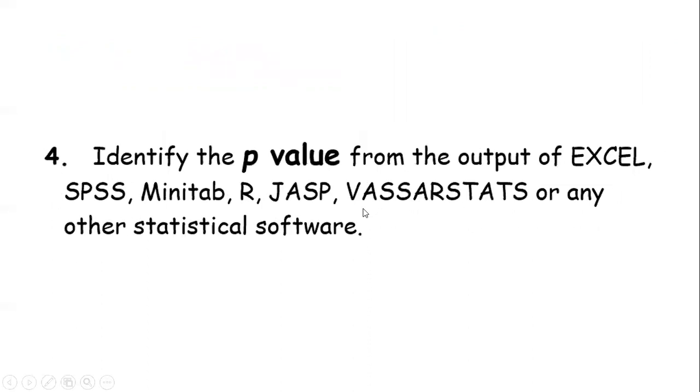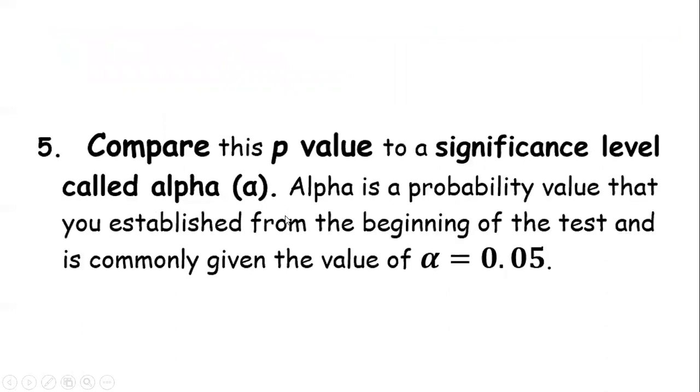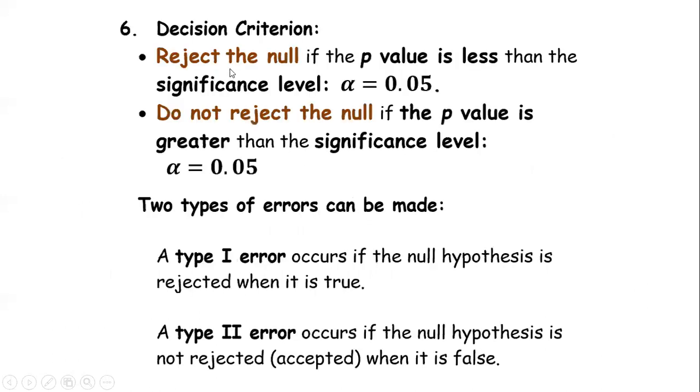From that output, you identify the p-value. And then you compare this p-value to your significance level. So if you use 0.05, you compare the p-value to your alpha, which is 0.05. Now, you have a decision to make. You reject the null, that is H0, if the p-value is less than your significance level. But you do not reject the null if the p-value is greater than the significance level. If the p-value is not less than the significance level, you do not reject the null.